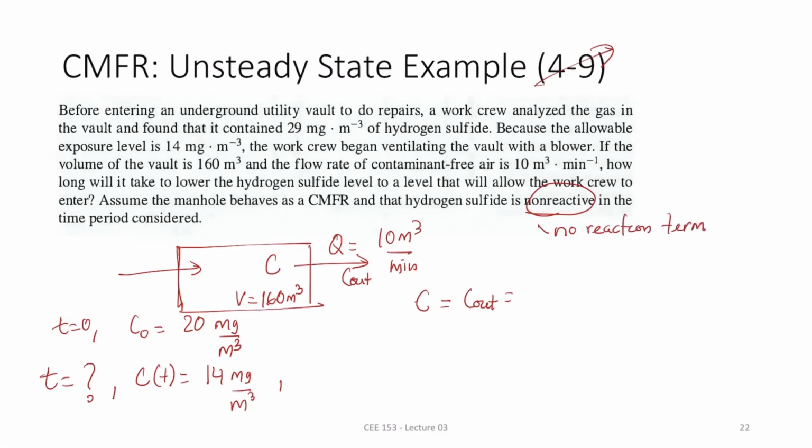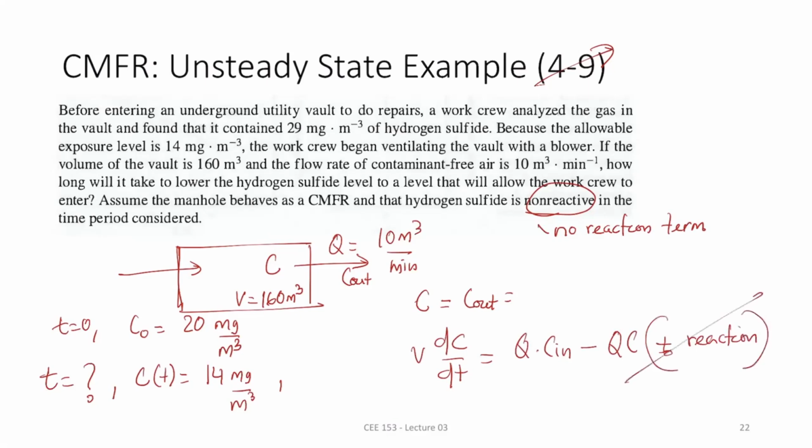So let's write the equations. V dc by dt is what's coming in, so that will be Q C in minus Q C out, and then there is a reaction term. That's the normal way to write it. But as I said, this is non-reactive, so this one we can call 0. And when you are blowing, you are not actually blowing any contaminant; you are blowing contaminant-free air. That's what is written here. That means this C in equals 0.